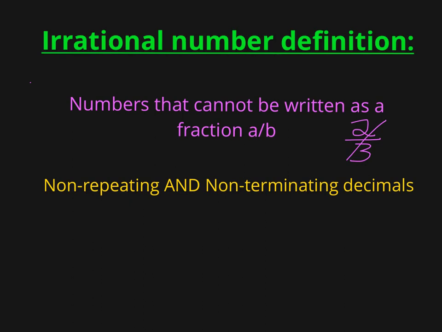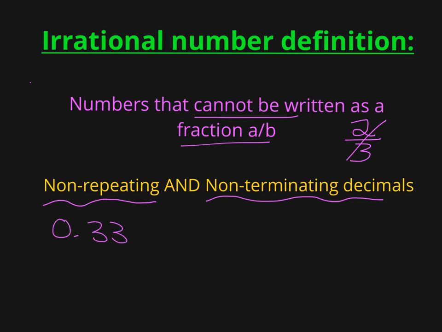So what types of numbers cannot be written as fractions? It's a certain type of decimal, and they are non-repeating and non-terminating decimals. So let's think about that. A repeating decimal would be 0.3 repeating. So an irrational number doesn't repeat. And a terminating decimal is one that stops. So a non-terminating one is one that doesn't stop.